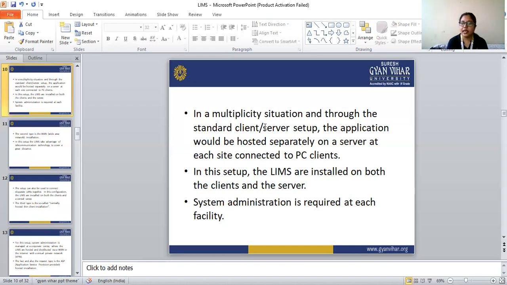In this setup, the LIMS are installed on both clients and the server. So we have to install LIMS on the client PC as well as the server. System administration is required at each facility. So this is the LAN, local area network installation.